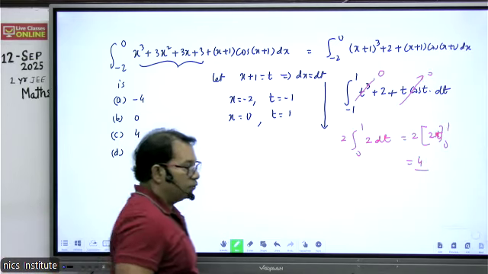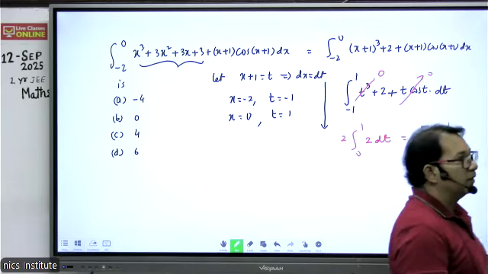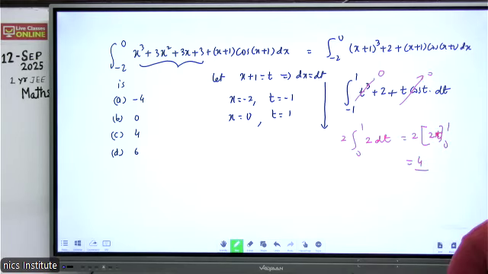So make the substitution x plus 1 is equal to t. Change the limits. Limits are minus 1 to 1. So odd, even.